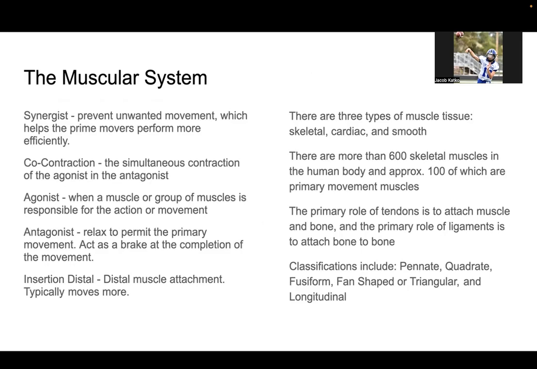Now at the bottom right, classifications of muscles include pennate, quadrate, fusiform, fan-shaped or triangular, and longitudinal.